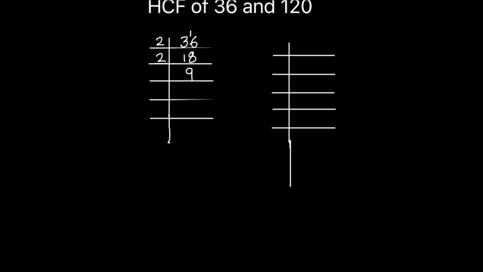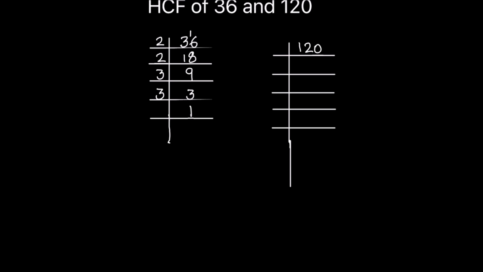9 is an odd number. It is not divisible by number 2. So the next prime number after 2 is 3. It is divisible by 3. 3 times 3 is 9. Now 3 is a prime number. 3 times 1 is 3. 36 is fully divided. Let's divide 120.